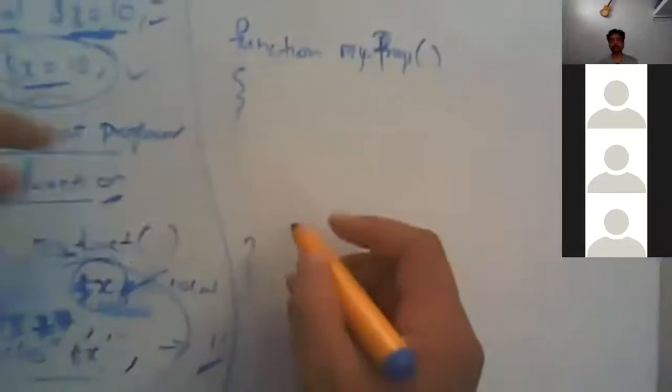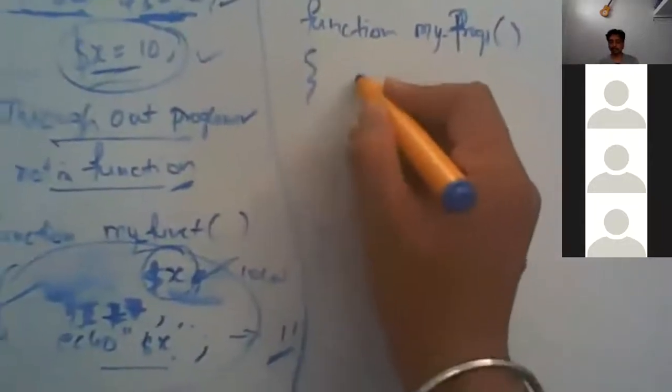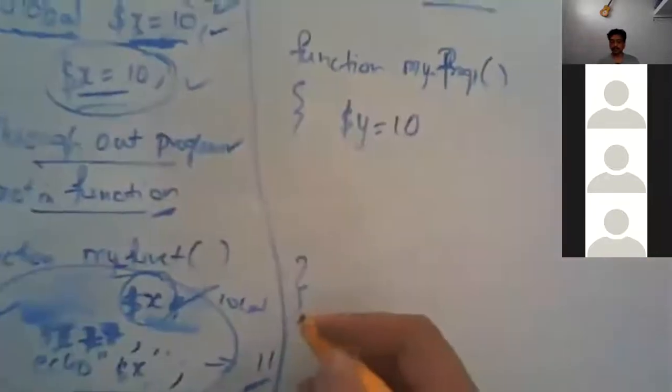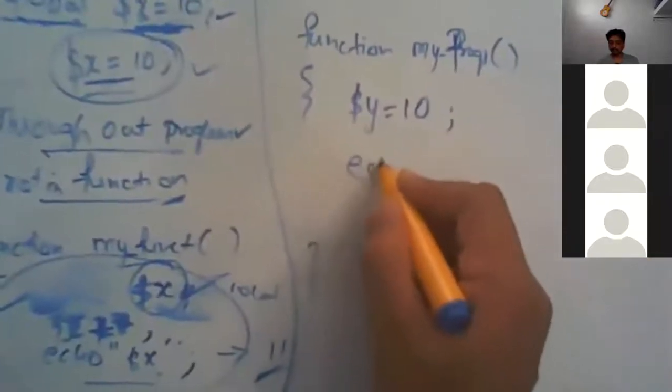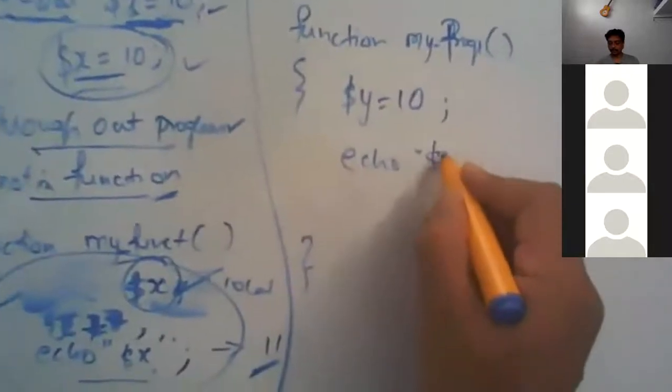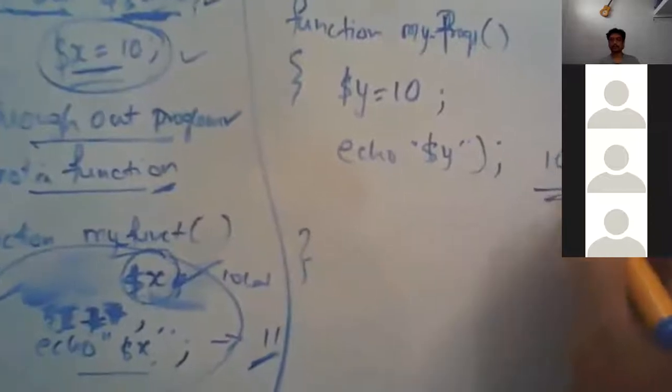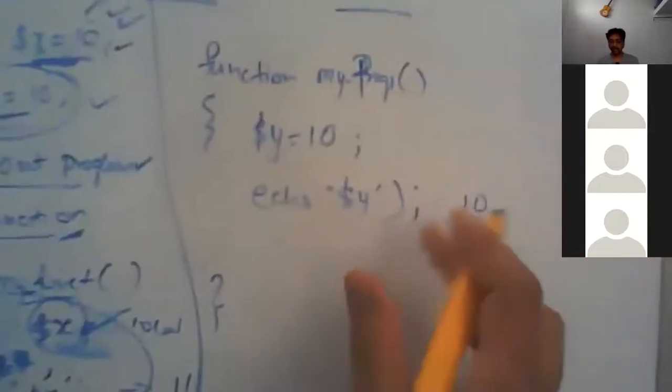Inside this I want to declare a variable. I call it $y. $y is equal to 10. So once I call this $y is equal to 10, echo $y, in the sense it will print the 10 itself.